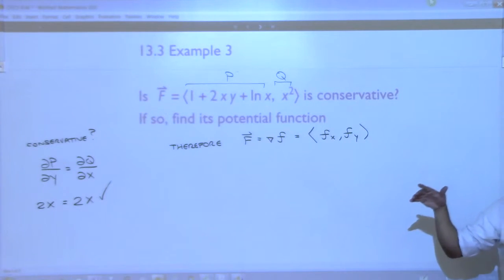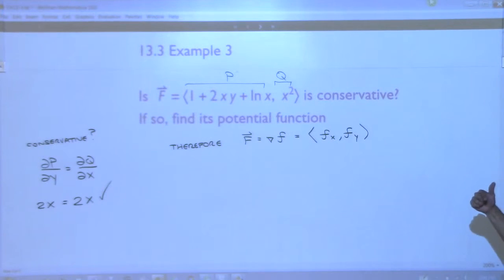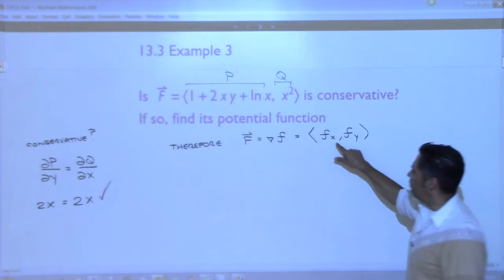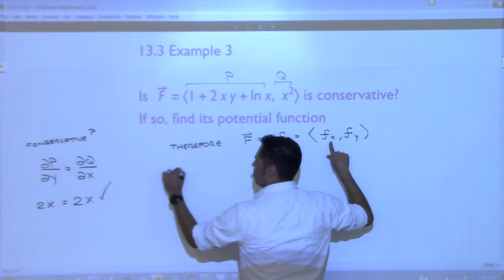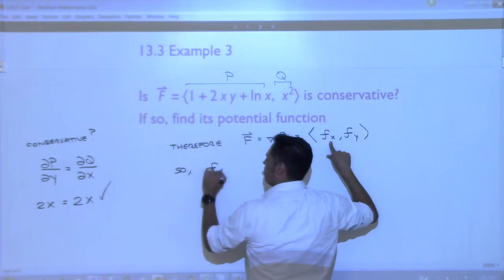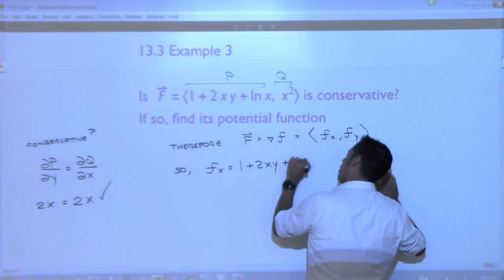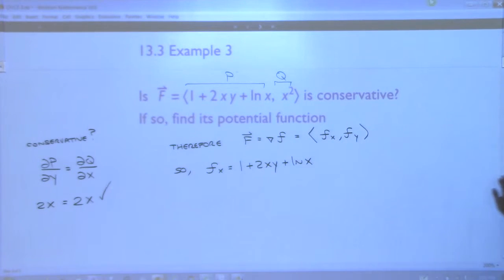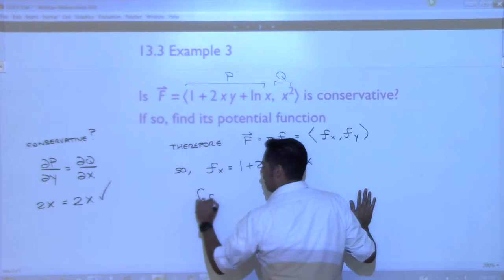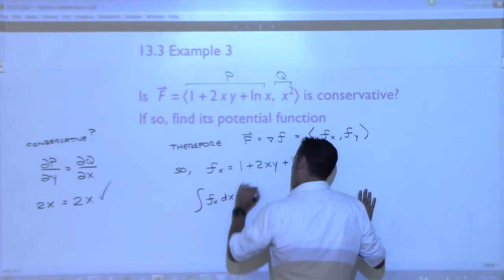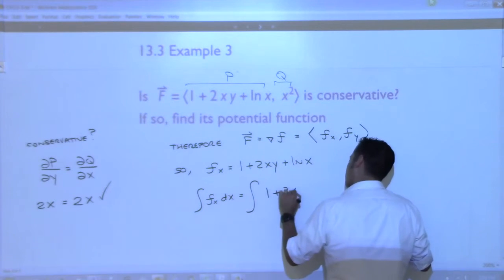So do you all remember how I started this out when we were trying to go backwards? I write down, so this must be 1 plus 2xy plus natural log x. Then what did I do? I'm trying to get back to little f. Integrated with respect to x. So we do the antiderivative of this with respect to x.